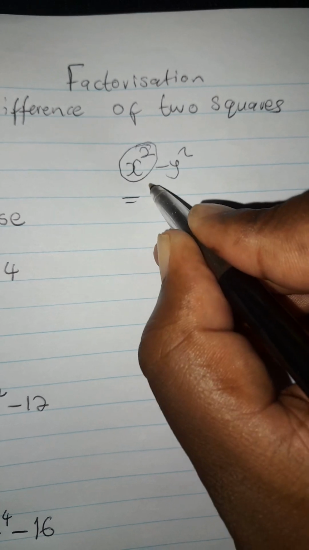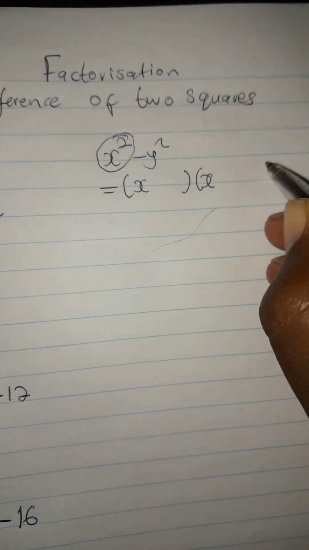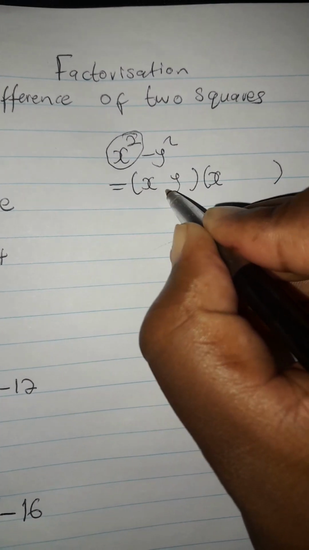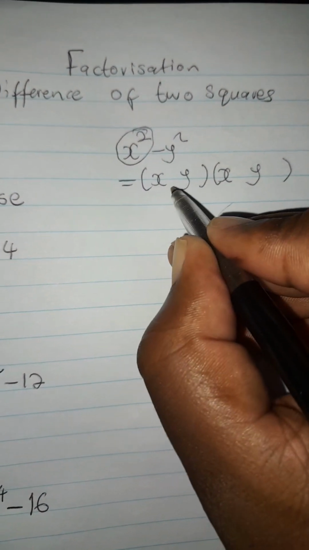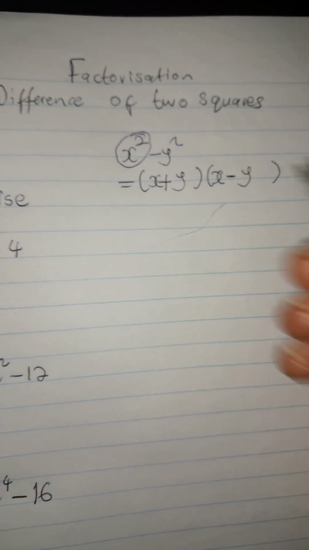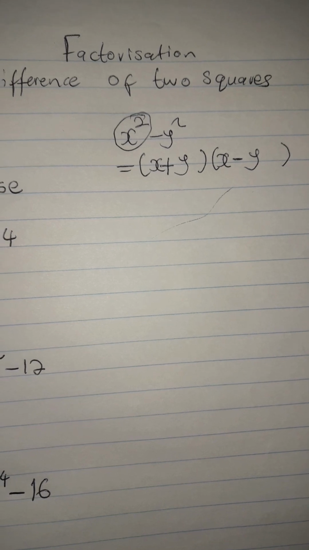So the factors of x squared will be x and x. So it's a second degree expression, so we have two brackets. The factors of y are y and y. So what about the sign? When you're factorizing a difference of two squares, the signs are not the same. One will have a positive sign, the other one will have a negative sign.